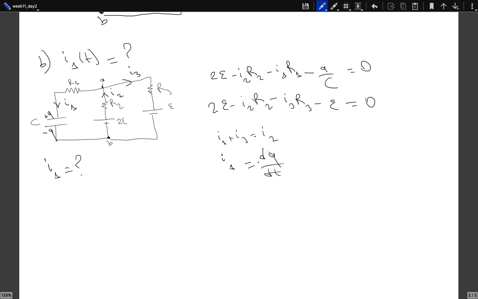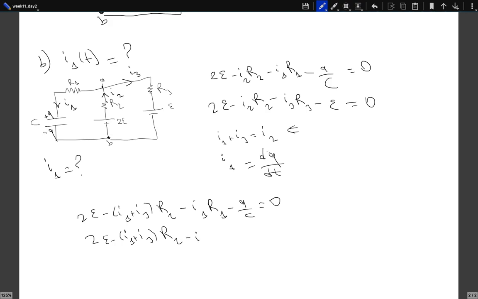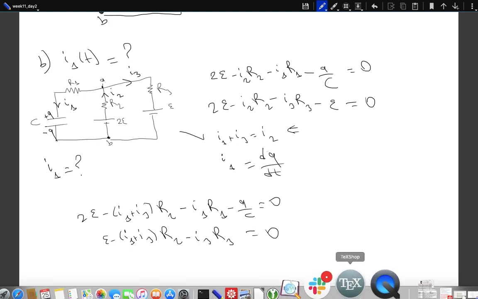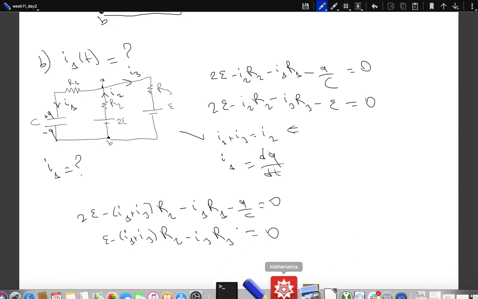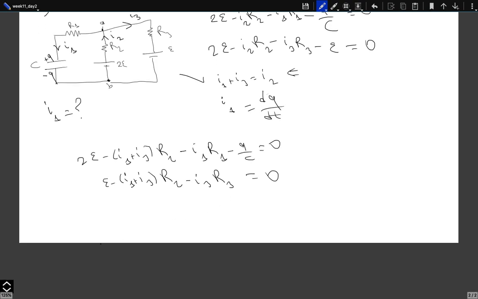So let's see, I want to find I1. Using this equation, I can convert I2 to the others: 2 epsilon minus (I1 plus I3) R2 minus I1 R1 minus Q over C is equal to 0, and 2 epsilon minus (I1 plus I3) R2 minus I3 R3 minus epsilon equals 0. Now, among these two equations, I have to eliminate I3.